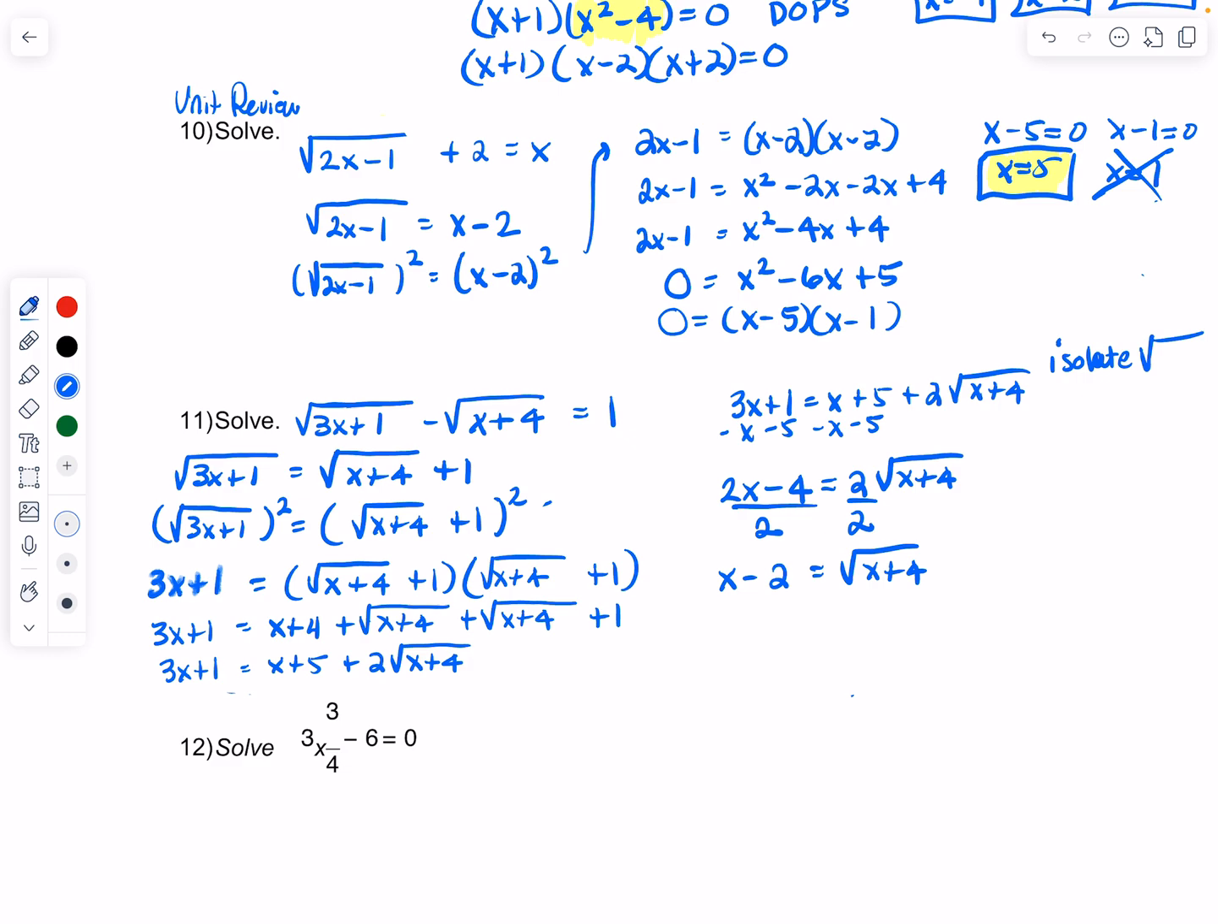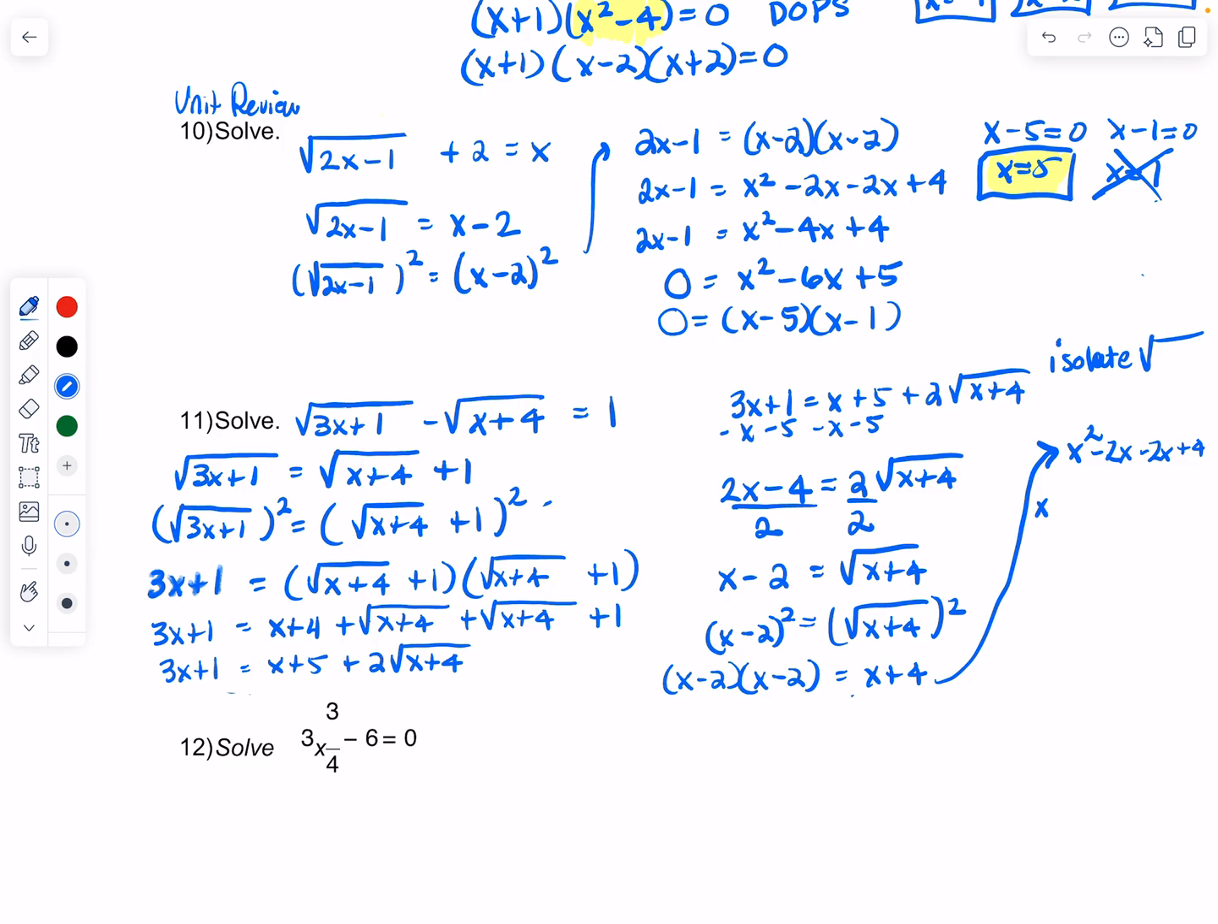Okay, at this point, I have to square both sides. So the square root of x plus 4 squared equals x minus 2 squared. This left-hand side becomes x minus 2 times x minus 2, and the right-hand side becomes x plus 4. So I'm going to have to distribute the left-hand side to get x times x, which is x squared, x times negative 2, which is negative 2x, negative 2 times x is negative 2x, and then negative 2 times negative 2 is a positive 4. Now that side, which gives me x squared minus 4x plus 4, is equal to x plus 4.